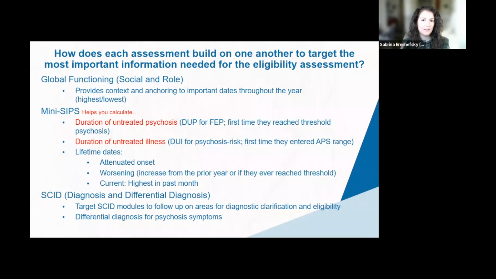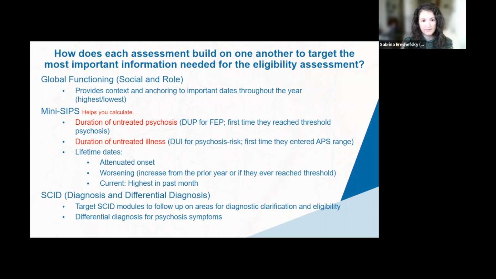Again, these instruments are being used together. So we have the mini SIPS. Most of you maybe have completed the global functioning training, and then the SKID training is kind of upcoming, but you are really kind of coming together to best understand those priorities. So the duration of untreated psychosis, the dates that are important. So when did symptoms start? When have they worsened or been their worst? And how have they been doing in the past month?